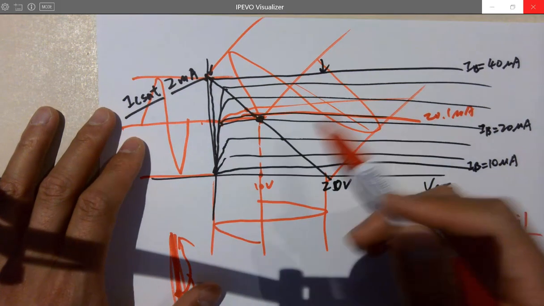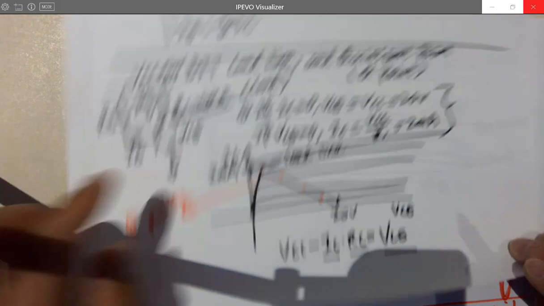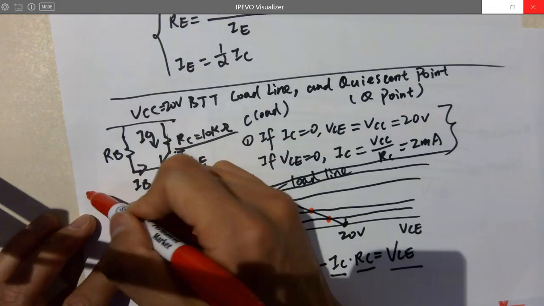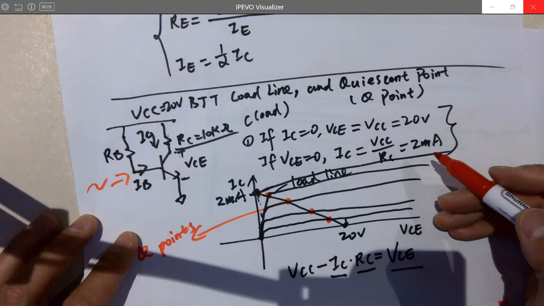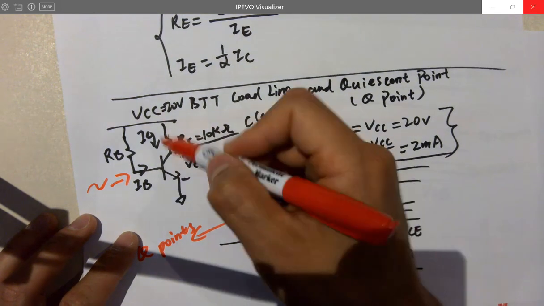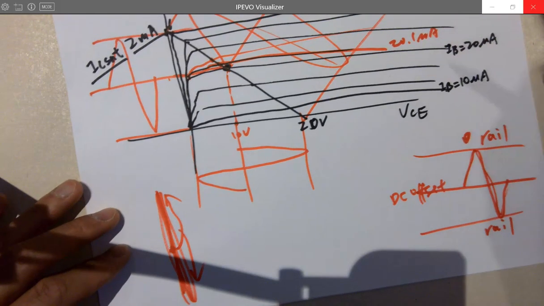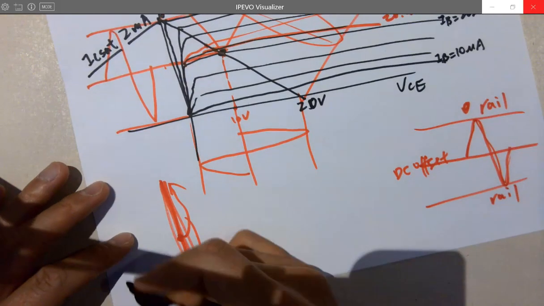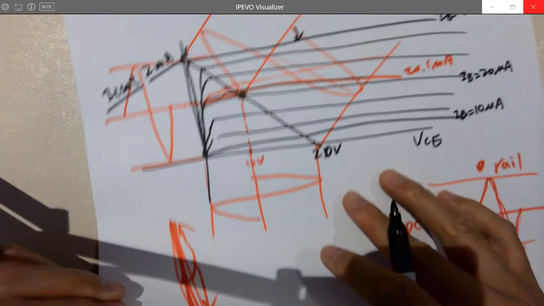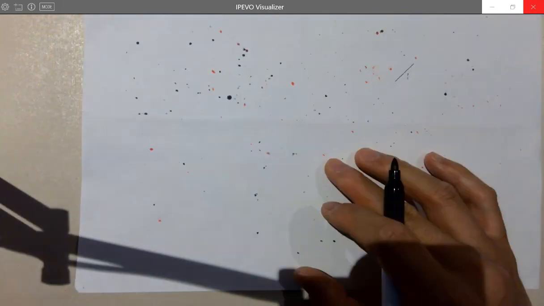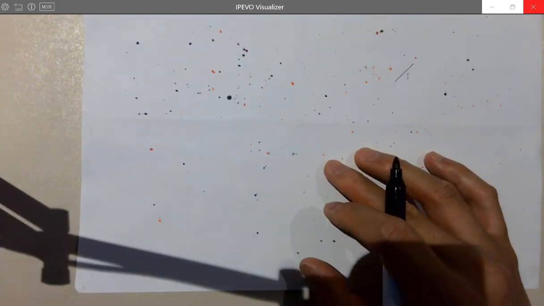So all the input is from IB because that's the base input. All the signals are going to come into the base, all right? And then that makes all the gains happen. So why do we want the Q point in the middle? If it's not in the middle, what's going to happen? Let's look at one curve. If it's not in the middle, then what's happening?